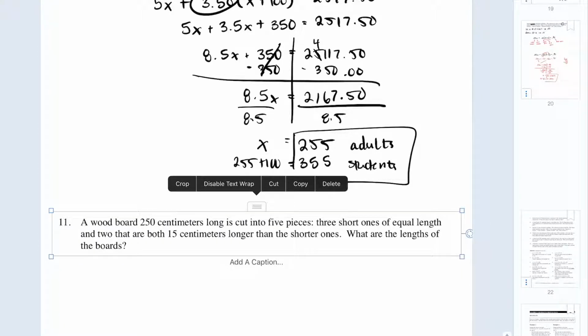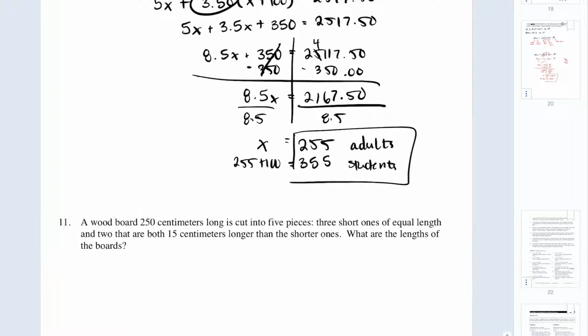A wood board, 250 centimeters long, is cut into 5 pieces. 3 short ones that are equal in size, and then 2 that are both 15 centimeters longer than the shorter ones. What are the lengths of the boards? So I'm going to say let x equal the short board. And for the long boards, we know that they are 15 centimeters longer, so we're just going to do x plus 15.